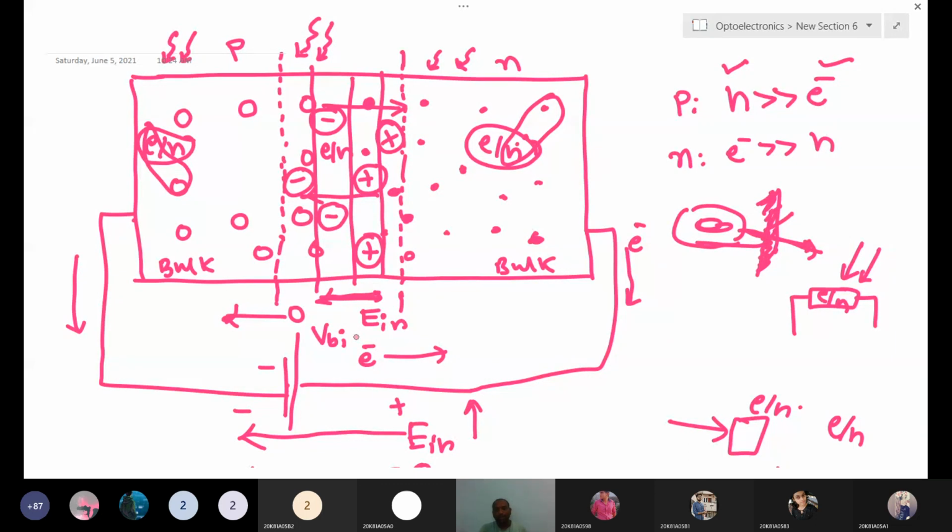Tomorrow we will use the band bending diagram, and we will understand after that the IV characteristics. That is also very important. How we will measure the current, we will see in IV characteristics.